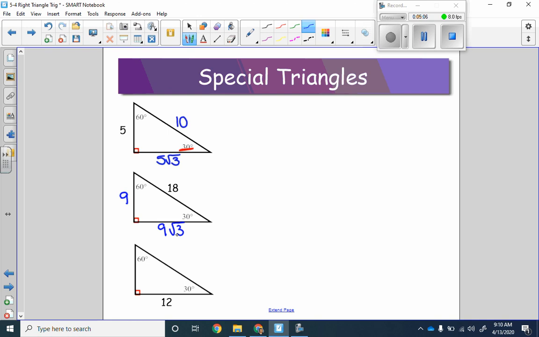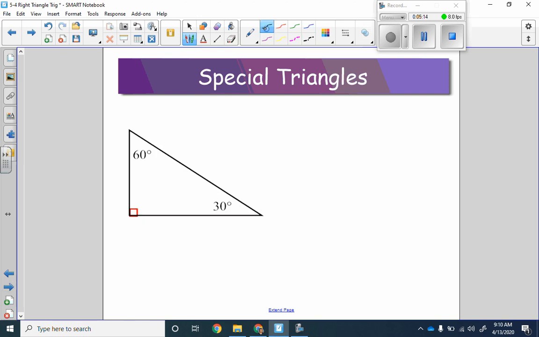Now, it's a little more challenging to work with 30, 60, 90 triangles using the Pythagorean theorem. It's easier if you work with the rules behind it. So here you've got your shortest leg n, your hypotenuse is 2 times that, and then your longest leg is n times the square root of 3. I didn't do that last example yet because I'm going to use this concept right here to solve for that.